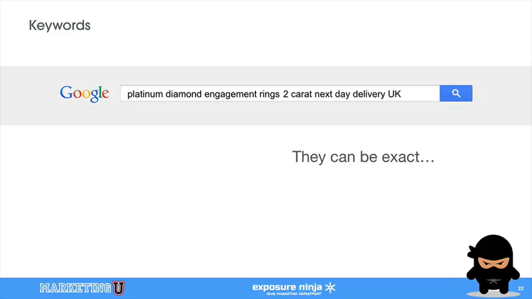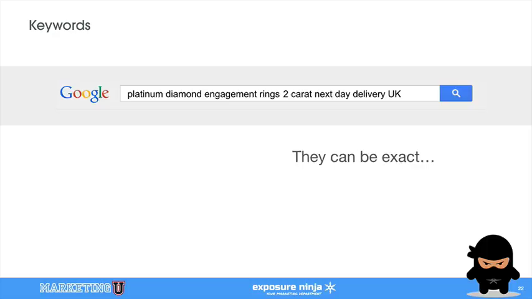What about a phrase like platinum diamond rings, 2-carat next day delivery UK? Well, we know this person knows what ring they want. We know that they want a 2-carat, and we know that they want next day delivery, and they're based in the UK. This person is about to go on holiday. They forgot to get the ring, or they hadn't decided to get the ring, or whatever. They've decided it's the right time. This person is about to buy, probably in the next hour or so.